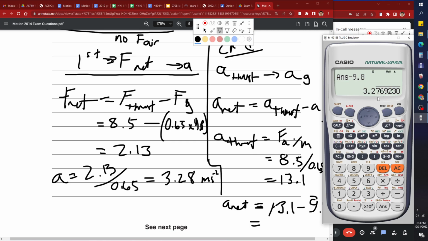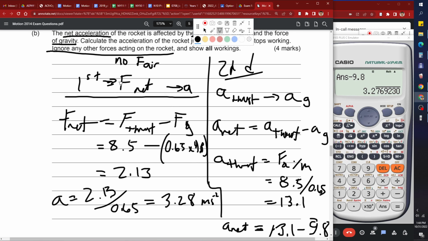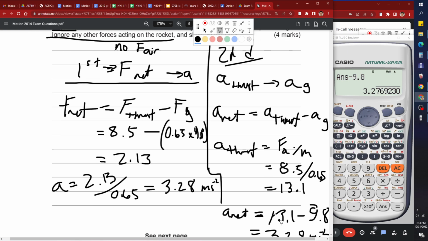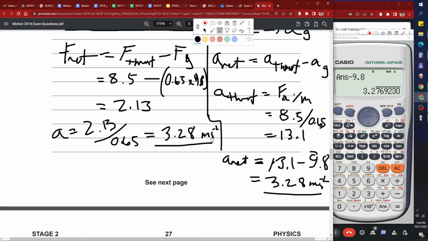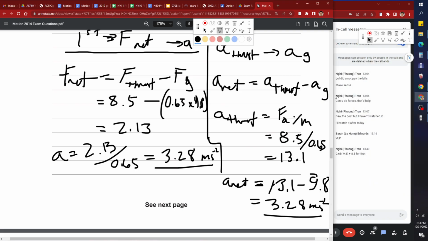And you see it comes out to exactly the same value, 3.28. Okay, so there's two methods to doing this. You can do it the old-fashioned way, which we know, net force, or we can find the acceleration that the amount of thrust would create, and then subtract the gravity's acceleration, which is the opposite direction of that, and it comes out to the same exact answer for the net acceleration. So that's just two methods of doing that. Okay, any questions?